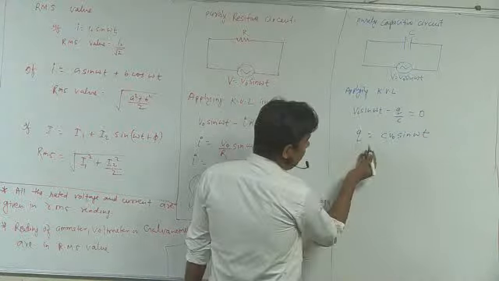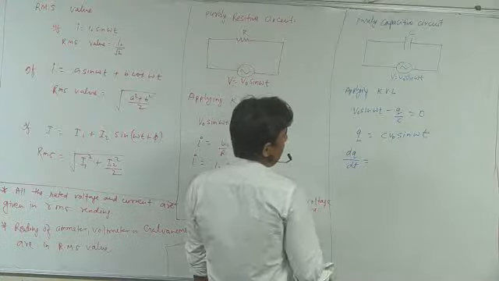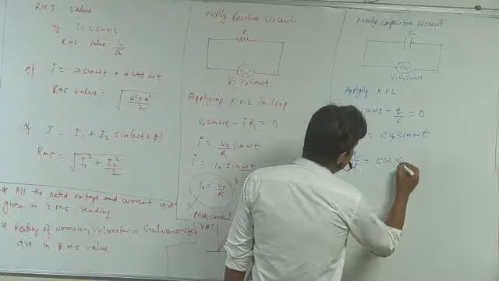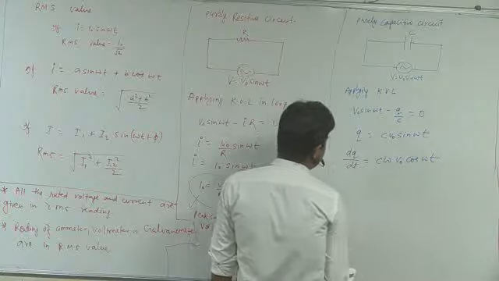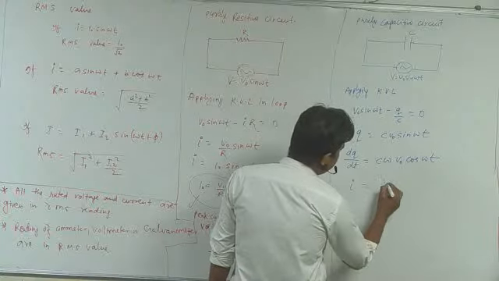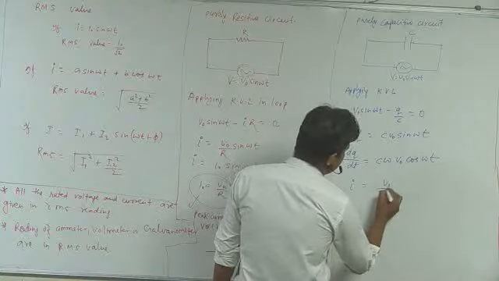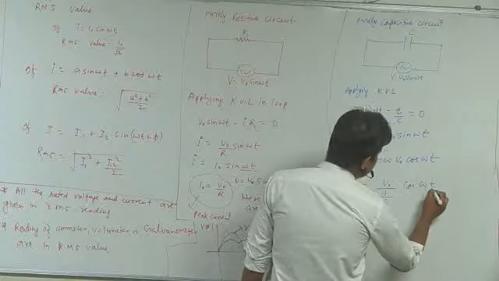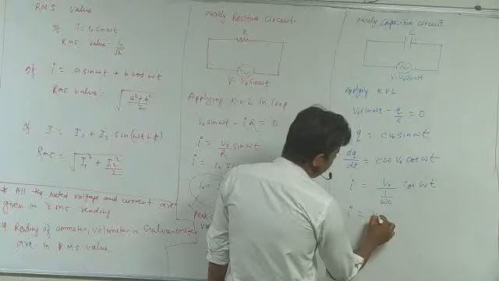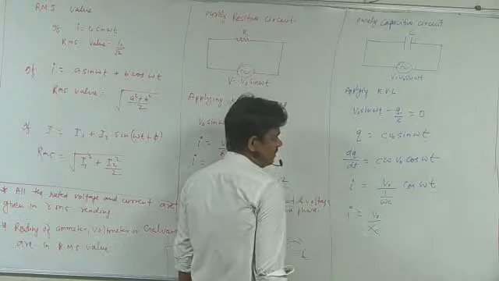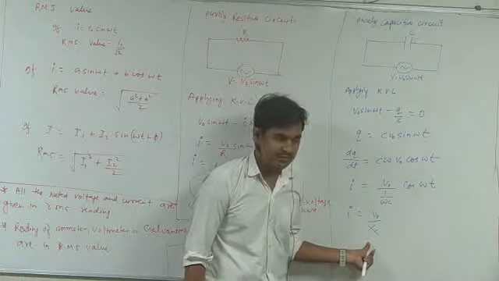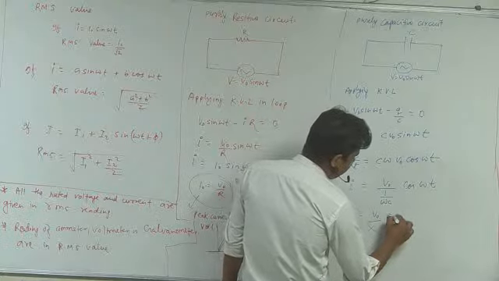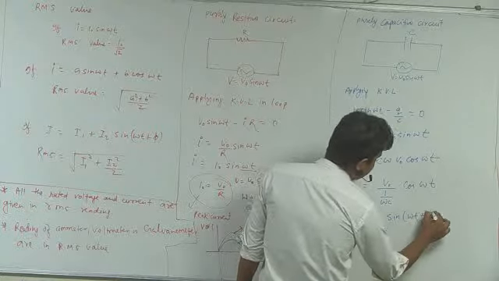And I require current. So dq by dt will be how much? dq by dt will be C omega V naught cos of omega t. So dq by dt, that is I, will be written as V naught by (1 by omega C) cos of omega t. This can also be written as V naught by Xc. Xc is the resistance offered by the capacitor. Cos of omega t can be written as sine of omega t plus pi by 2.